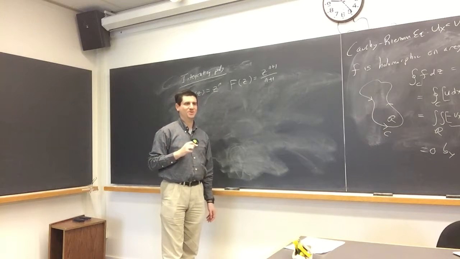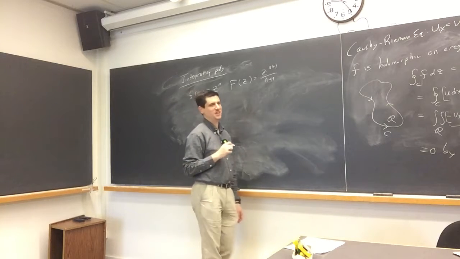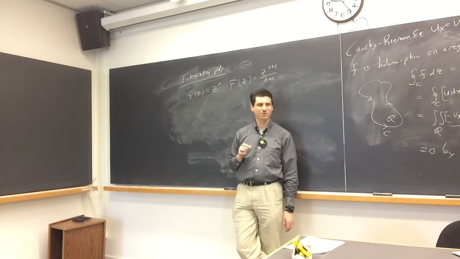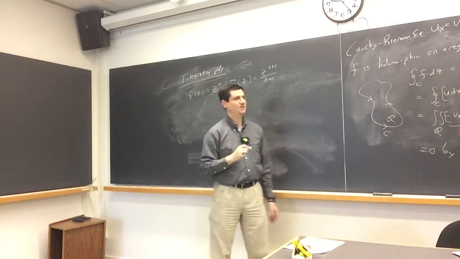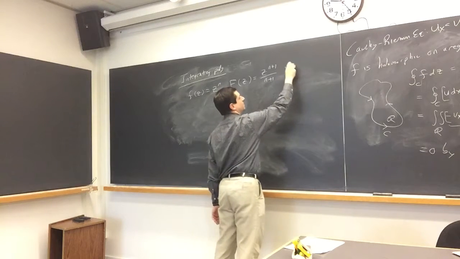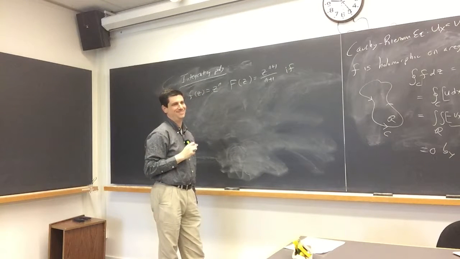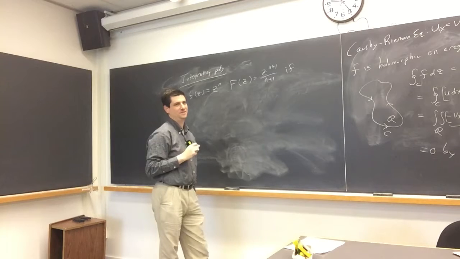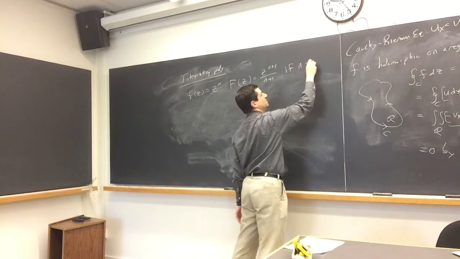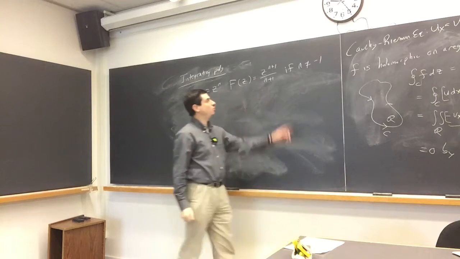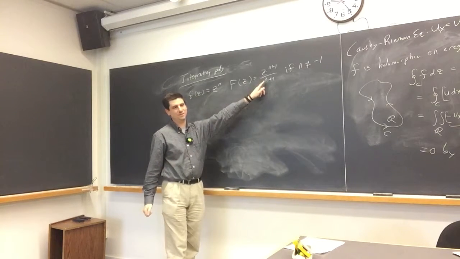Anybody a little concerned about this? I know I said we're physicists today, but you should still be a little worried about something. What could worry you? If n is not, say it, negative 1. If n is negative 1, we've divided by 0.